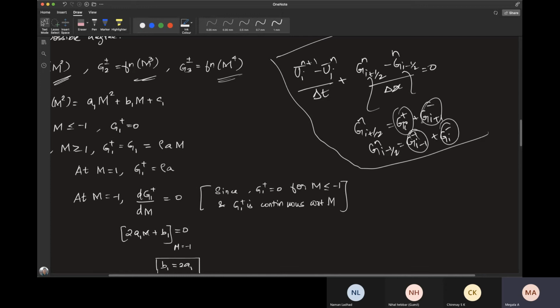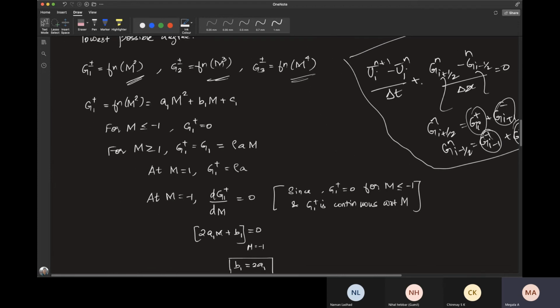Initially, for Steger-Warming flux vector splitting method, we went through the eigenvalues approach and we diagonalized the dou g by dou u matrix, and then we split the diagonal matrix into d plus and d minus, and then we obtained g plus and g minus by using this homogeneity property. It is g of u equals a of u into u property. We obtain g plus and g minus through all that. Here, all of them stay the same, except that the way we evaluate g plus and g minus is going to be different for Van Leer's flux vector splitting method.